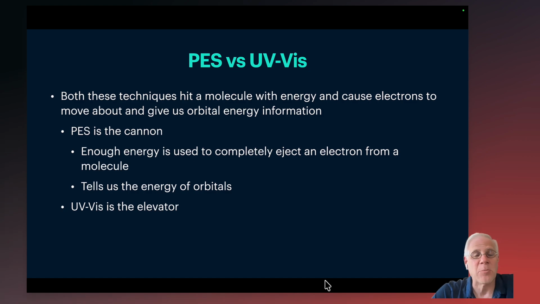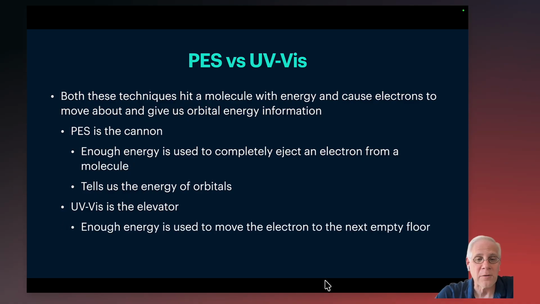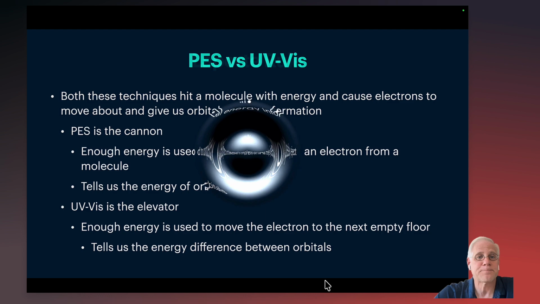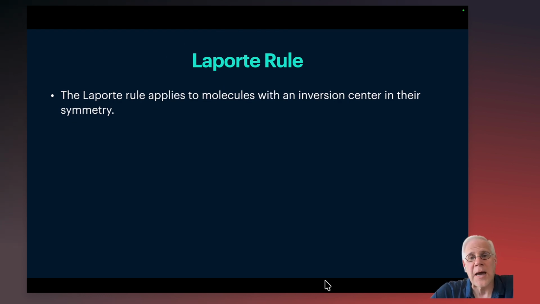UV-Vis is a bit more delicate. A good way to look at it is it's the elevator. What you're doing with UV-Vis is taking electrons from one floor and moving it up to the next empty floor. And so when we do that, the information that we get out is the energy difference between orbitals. And so that is also very important when we're looking at molecules, because it does tell us something about how the molecule is constructed and where the energy levels lie. And something when we're looking at UV-Vis spectra and molecules is we want to look at something called the Laporte rule. And that's where we're going to bring in this idea of symmetry in our character tables.